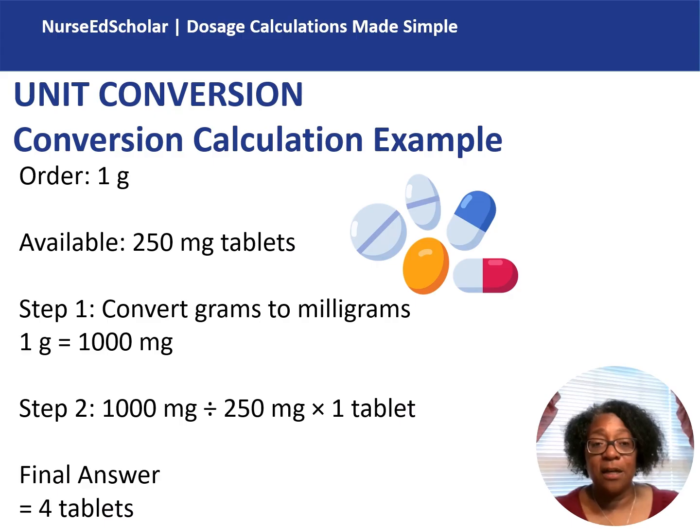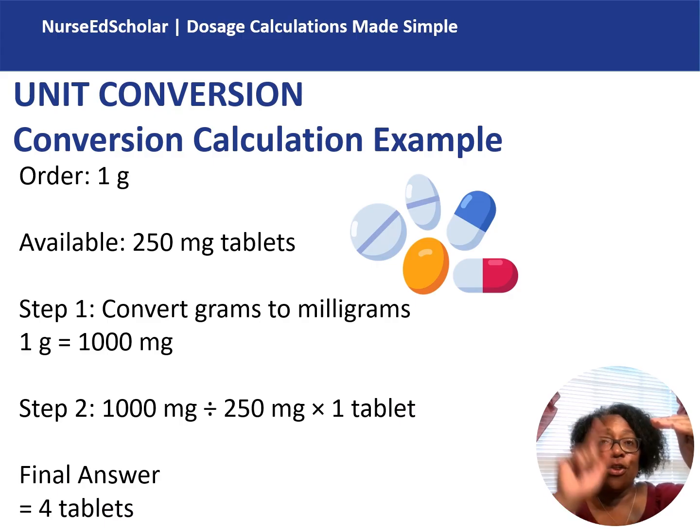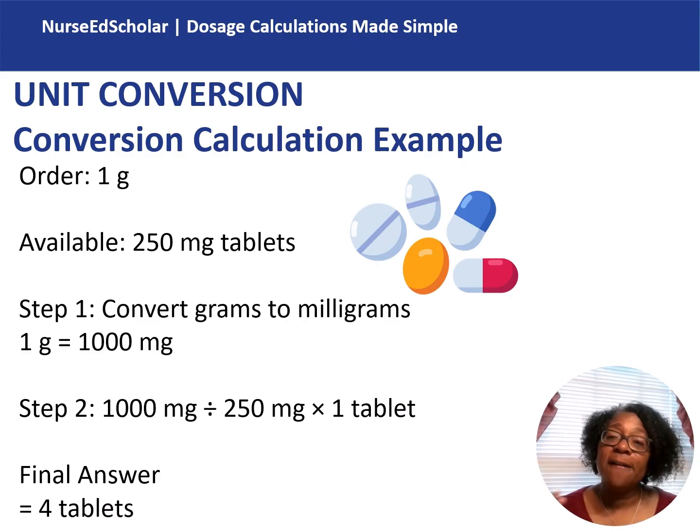So what you're going to have to do is convert first. We know that 1 gram equals 1,000 milligrams. Okay. So now the order becomes milligrams. So you have 1,000 milligrams divided by 250 milligrams, okay, times 1 tablet. So you have the 1,000 milligrams in the numerator, 250 milligrams in the denominator. Those units cross out, times 1 tablet. And that's what you're looking for. How many tablets I'm going to give this patient? And the answer is 4.